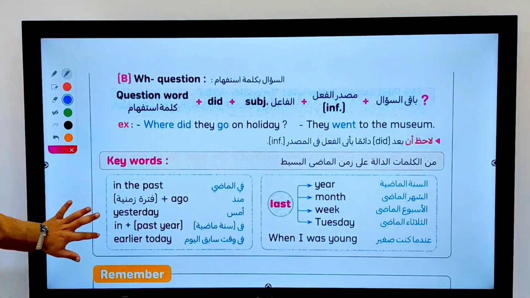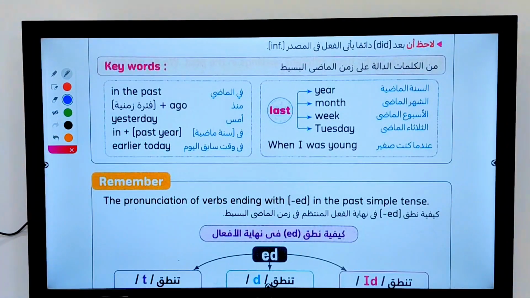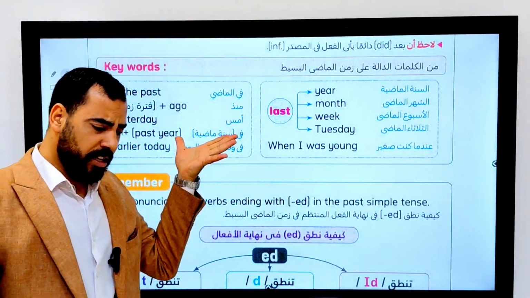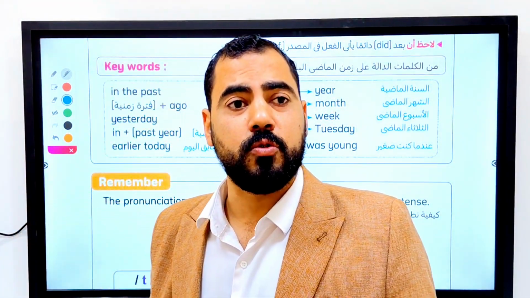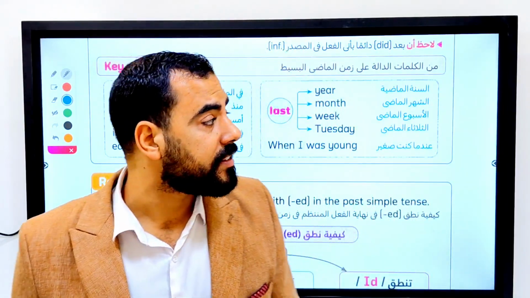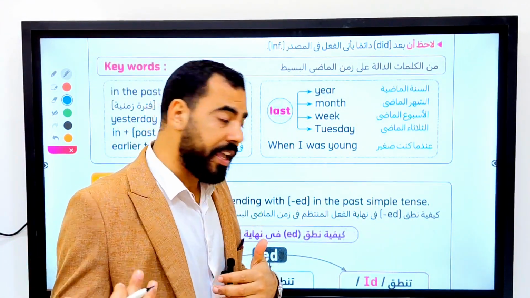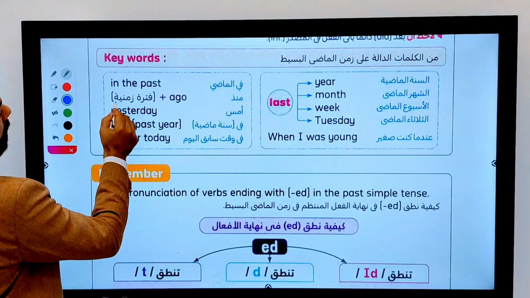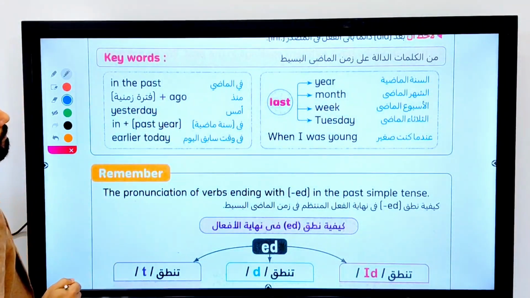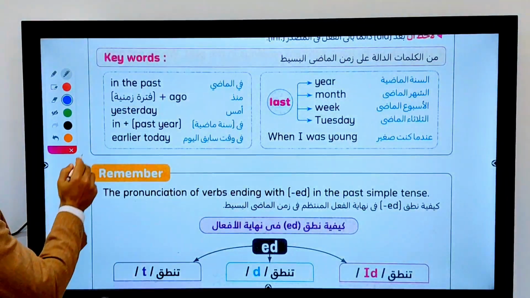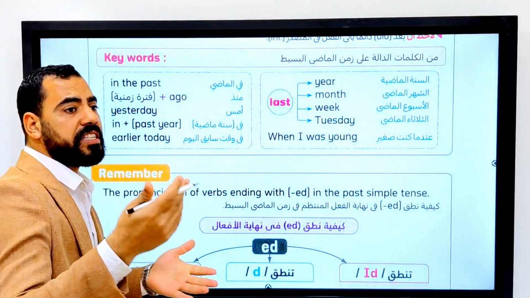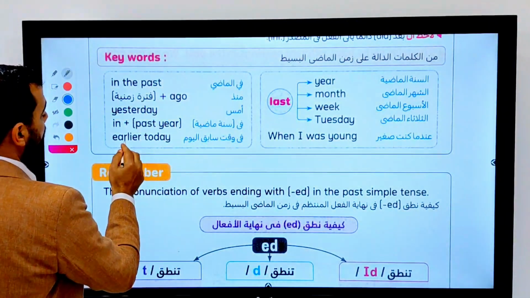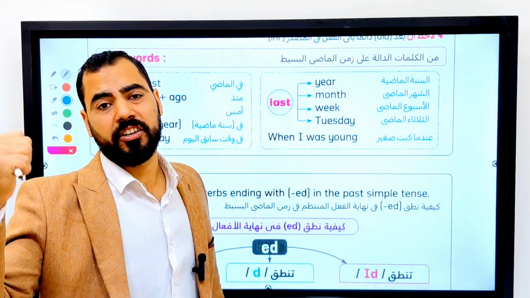Let's move to one of the most important parts: key vocabulary, or key words. Keywords are the words that help us to know that this sentence is in the past. For example, a period of time and ago, yesterday, in and a past year, for example in 2020, in 2010, in 2015. Earlier today, but earlier in the morning.